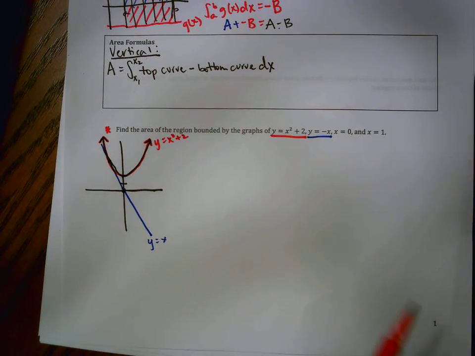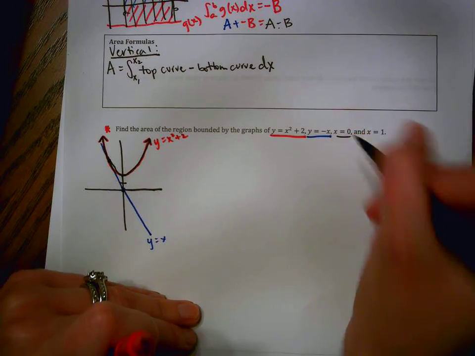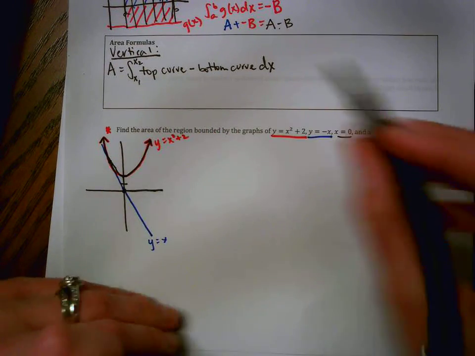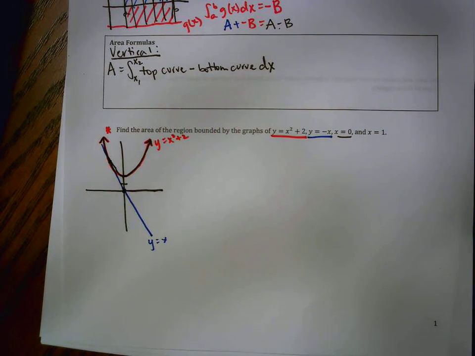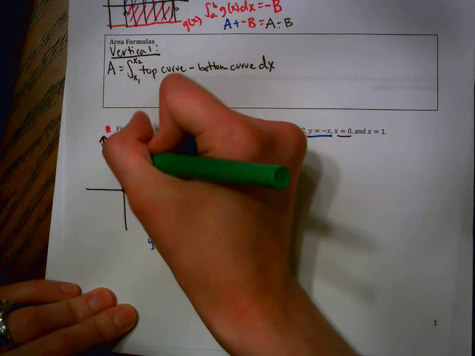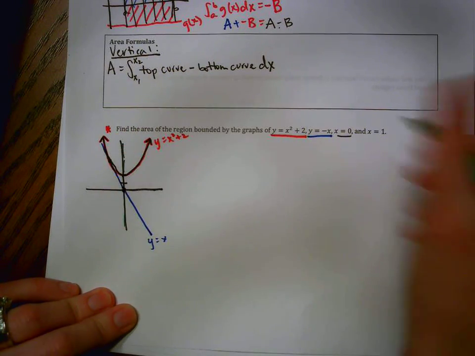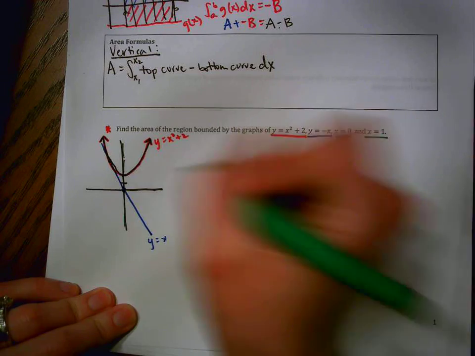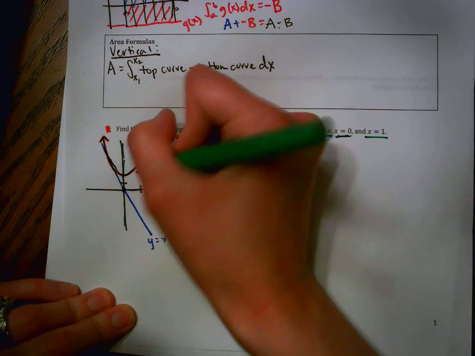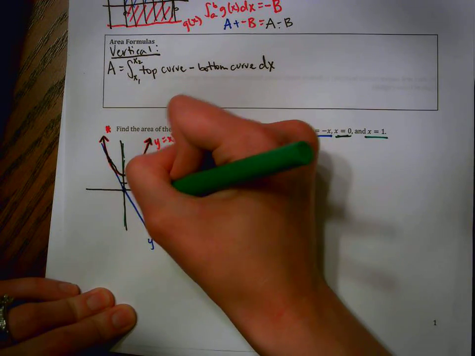Okay, so then x equals 0 and x equals 1. So we know x equals 0 is right here. So it's like a vertical line. Maybe I can even do a different color. X equals 0 is a vertical line right here. And x equals 1 is, and just say that's over 1, and that's another vertical line.